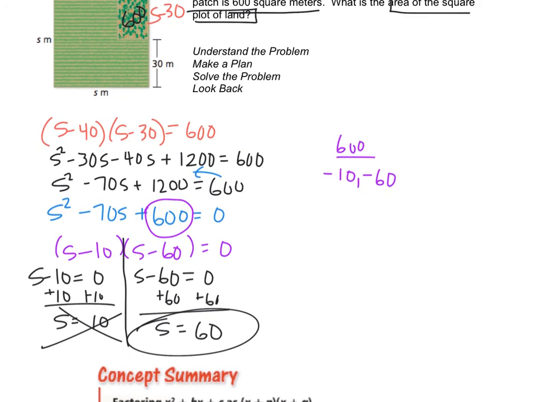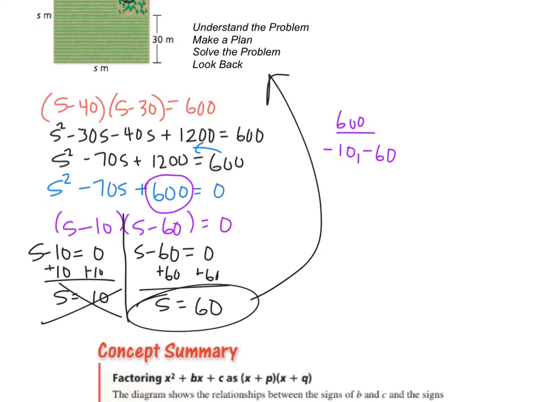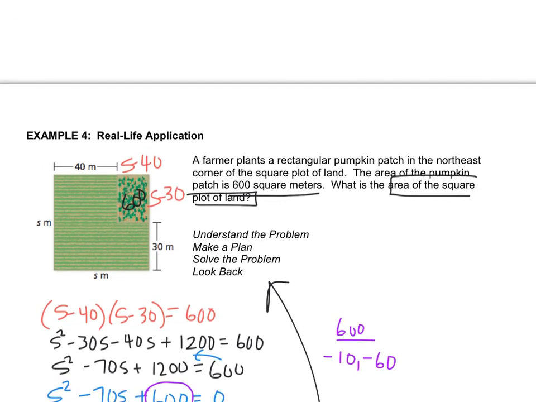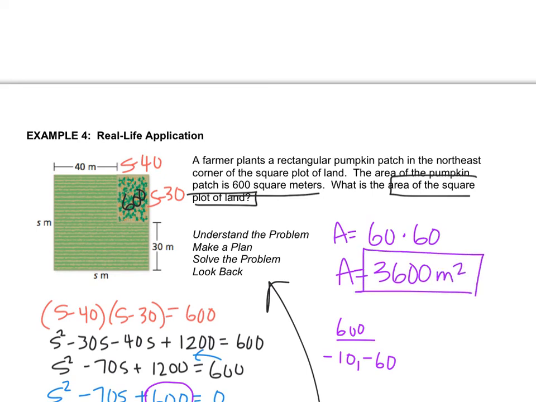So we know what S is. Now I'm going to take my 60. I'm going to be so excited because I'm almost done. Let's go back up to the picture. The final question says, what is the area of the square plot of land? Now that I know that S is 60, the answer is going to be 60 times 60, because that's how you find the area of a square or of just any rectangle. So the area is 60 times 60 or 60 squared. So the area is 3,600 square meters. Whew! And we're done. If you have any questions, write them down and ask me when you come to class.